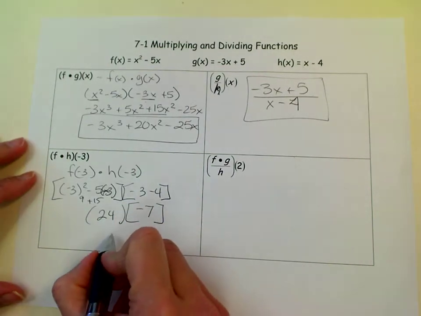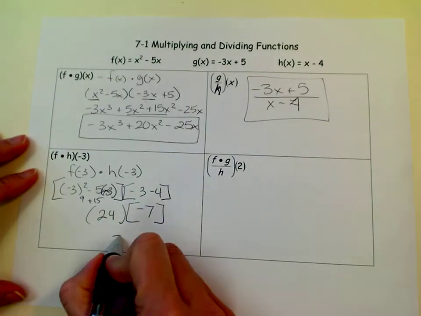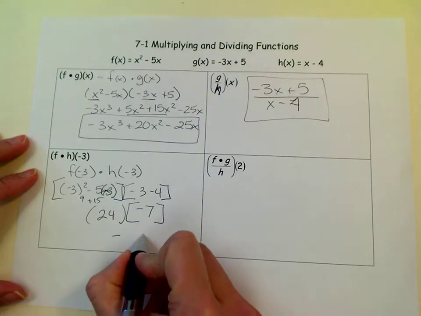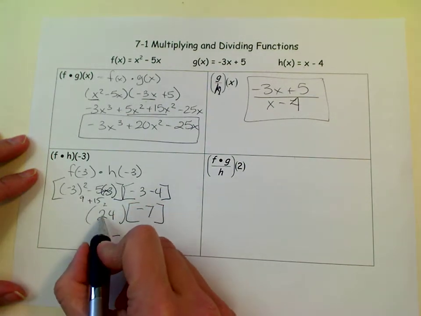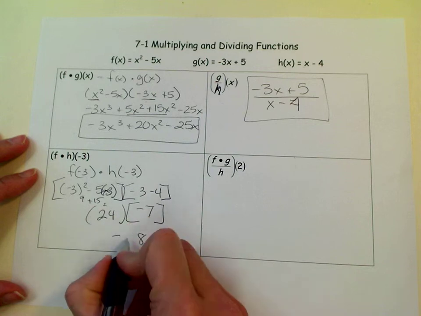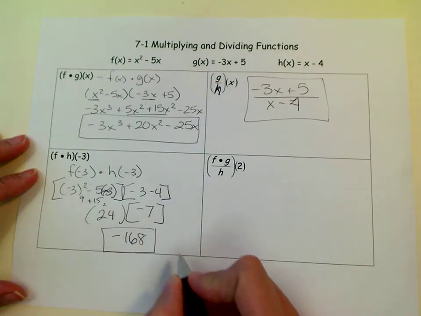And 24 times 7, well, it's a negative times a positive, so we know it's going to be a negative. 4 times 7 is 28, carry the 2. 7 times 2 is 14, 15, 16. So we get negative 168.